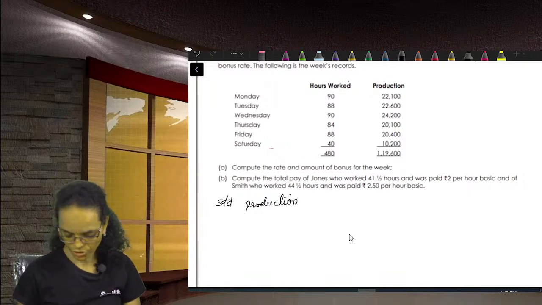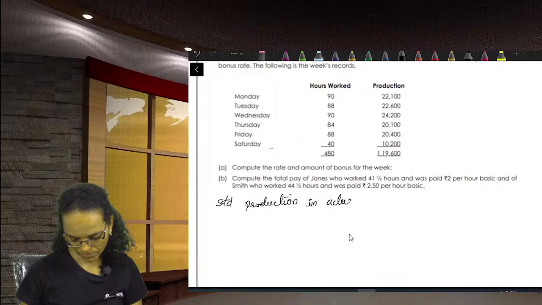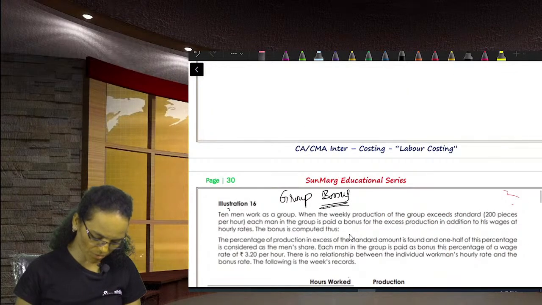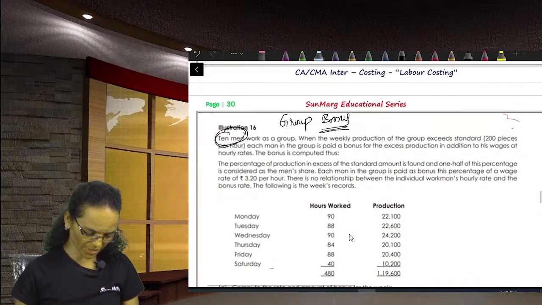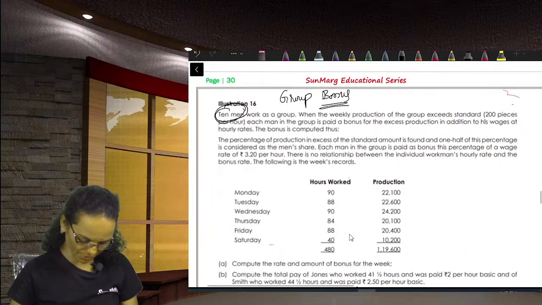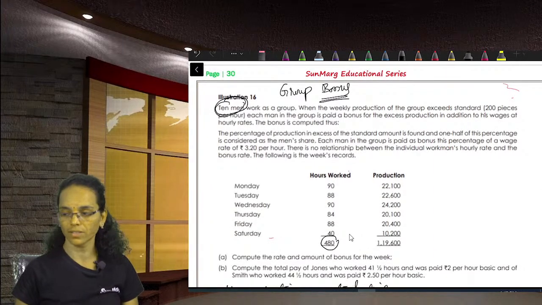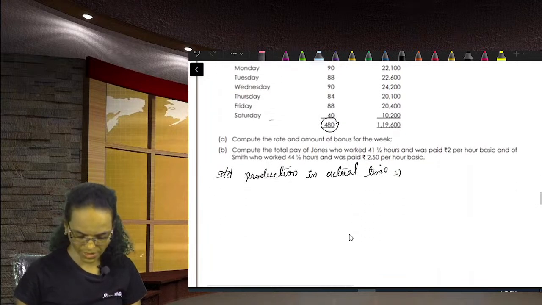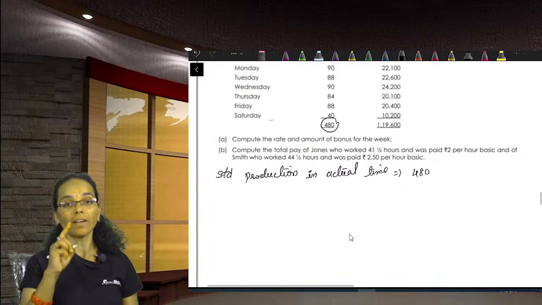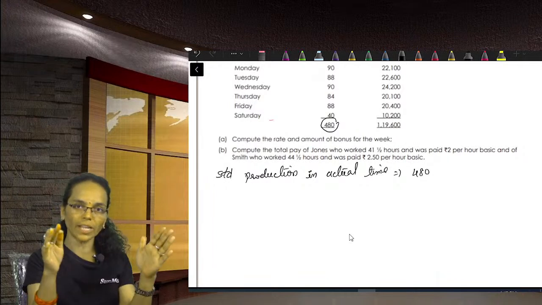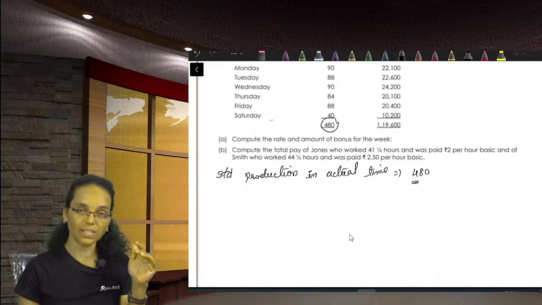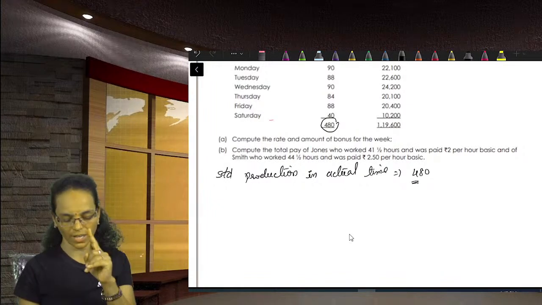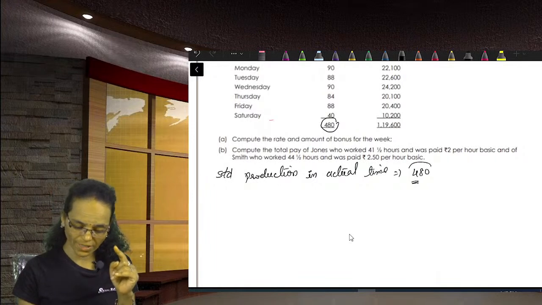Standard production in actual time. See, how many members do we have? 10 members. In a week, the working hours are 480 hours. For each member, 48 hours in a week, and like that we have 10 members.